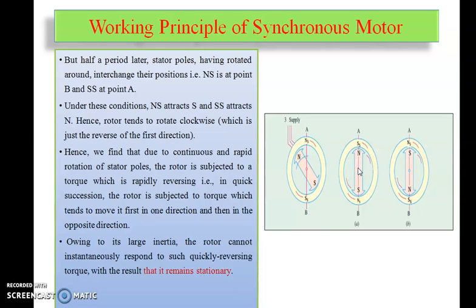That means, in other words, we call it that the synchronous motor is not a self-starting motor. Okay, the synchronous motor is not a self-starting motor. What I said is that the synchronous motor is not self-starting, so we should start the motor by other means, with the help of other equipment. So this is nothing but the working principle of the synchronous motor.